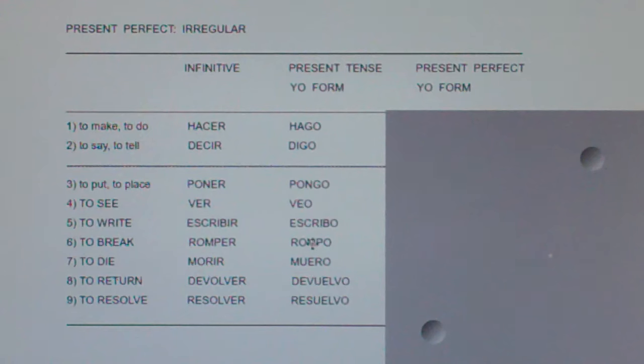A couple of these are regular. Escribir is escribo and romper is rompo. So there are a couple verbs that are easy or regular in the present tense that are tricky or irregular in the present perfect. Now this is the hard part.